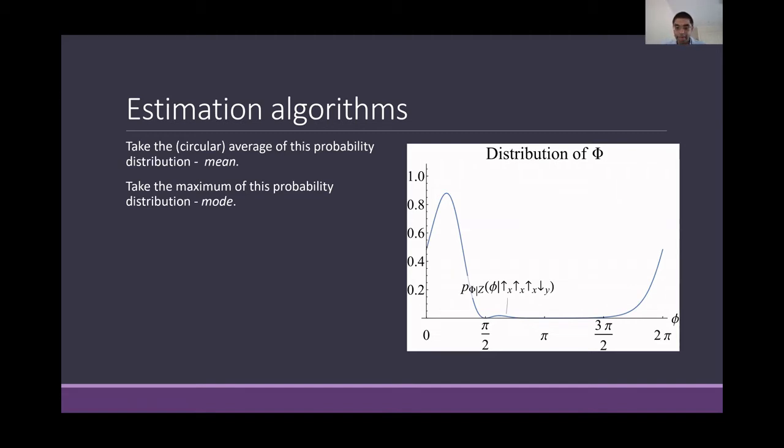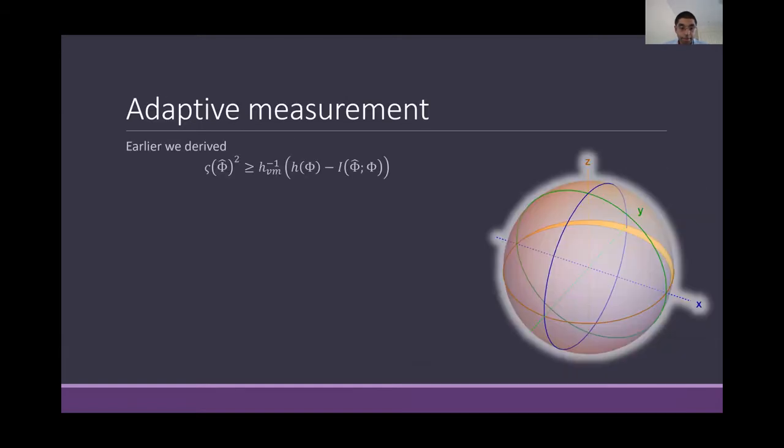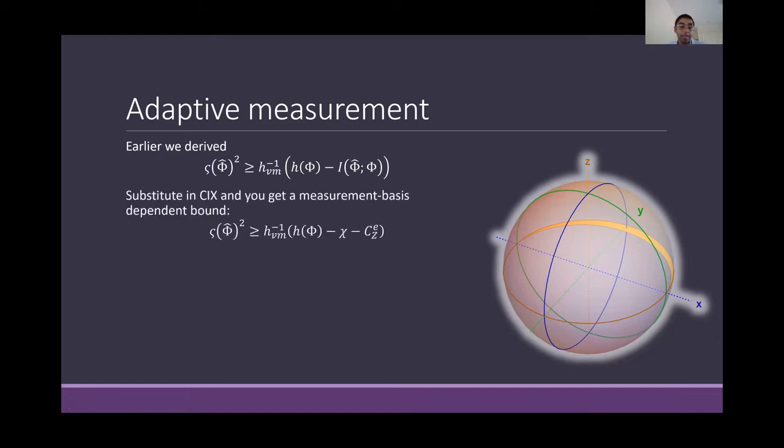What angle should I pick? So earlier we derived this inequality here, which was a lower bound on the circular error. And when we substitute in CIX, we get this lower bound. So we have a bound on the circular error, and we want to make the circular error as small as possible. These two quantities here depend on our experimental scheme, not our measurement scheme. They're the same no matter how we measure. This CE is the only thing that depends on how we measure.